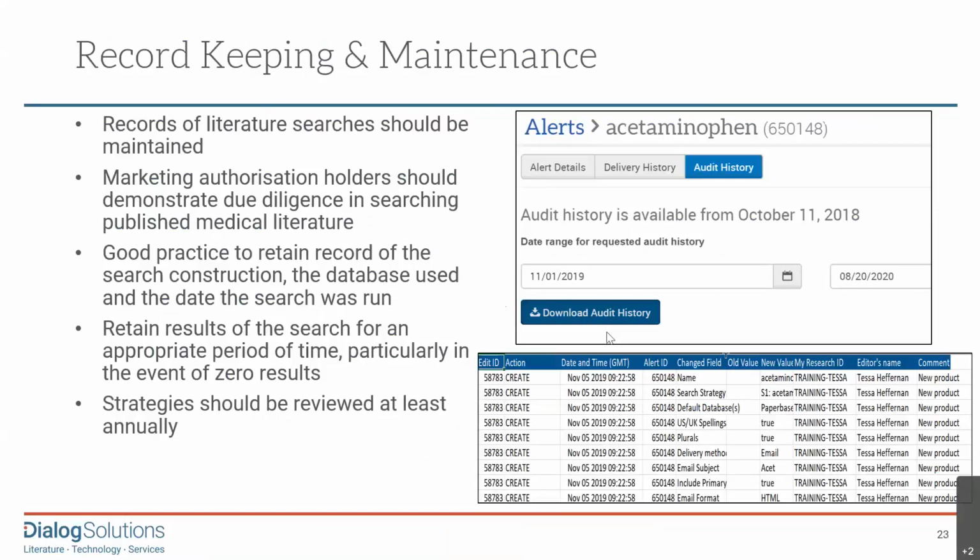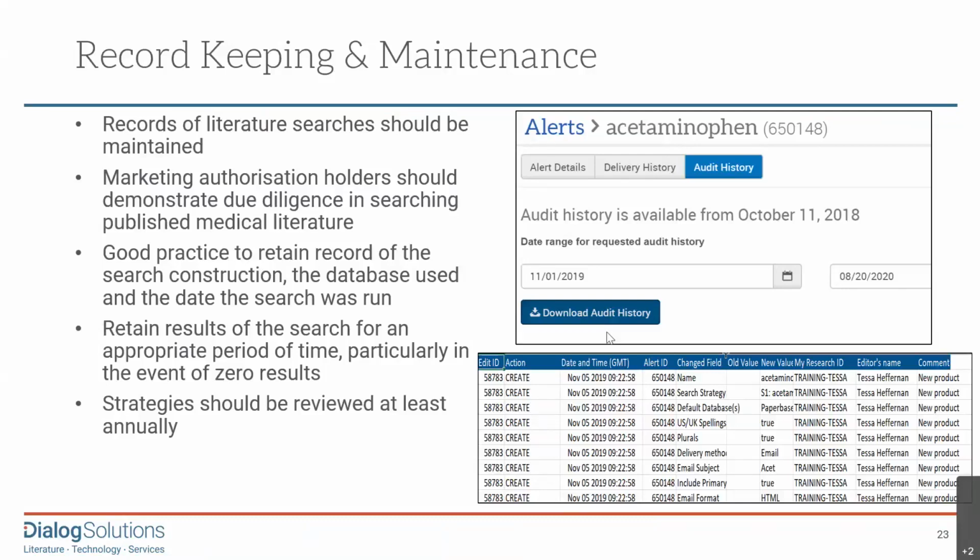On that note, let's look in a bit more detail now at record keeping. The EMA good vigilance practice does state that records of literature searches should be maintained so that the marketing authorization holders can demonstrate due diligence in this whole searching of literature. So it's very important to retain a record of the search, so you can demonstrate this is the search that was constructed, the databases used, the dates on which the search was run. The results should be retained for a period of time, and the strategies need to be reviewed annually. And you need to be able to demonstrate all of this.